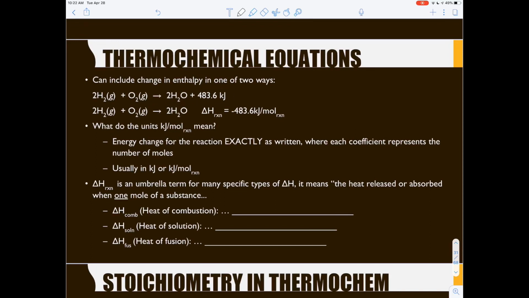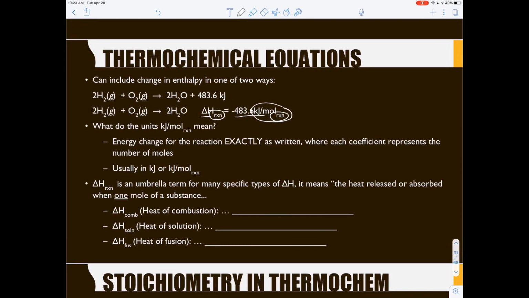Okay, so we can show the change in enthalpy, which is this, as either being basically like a reactant or a product, like you just added in, like, oh, we produce water and we produce heat. Or you can actually write next to the reaction, delta H of the reaction equals negative 483.6 kilojoules per mole reaction. This is a weird unit. We're going to talk about it a lot.